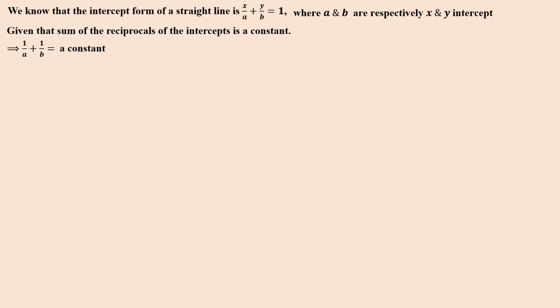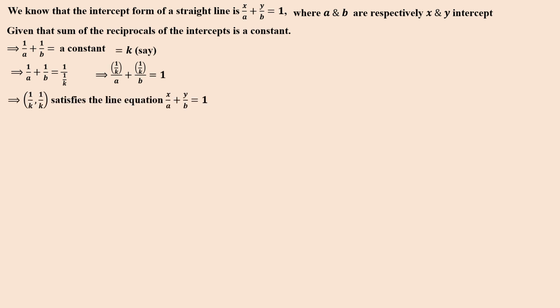So they have given the sum of the reciprocals. So 1 by a plus 1 by b is a constant. Let it be k. But 1 can be written as k by k, its reciprocal. So multiplying this equation by 1 by k, 1 by k into 1 by a, so 1 by k a, plus 1 by k into 1 by b, so 1 by k b, which is equal to 1 by k into k, that is 1. So you will get 1 by k a plus 1 by k b, which is equal to 1.